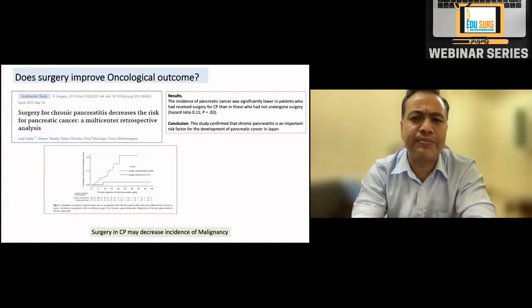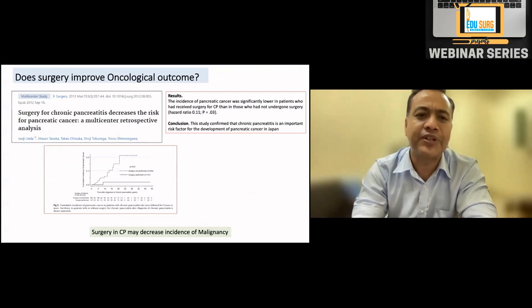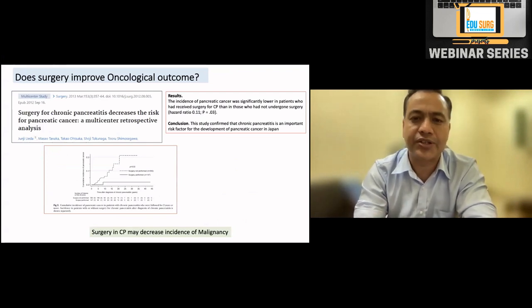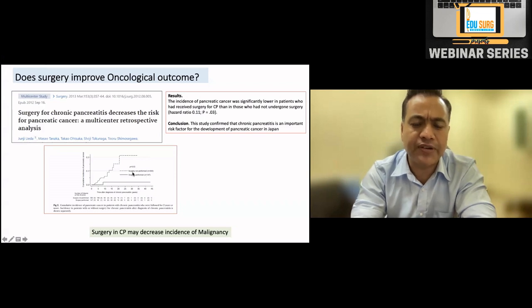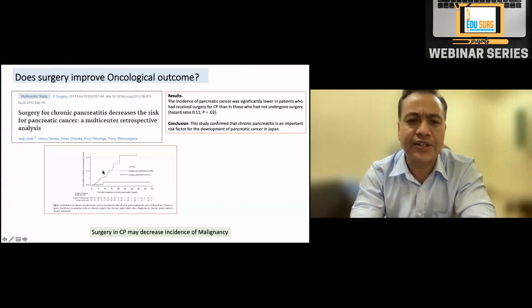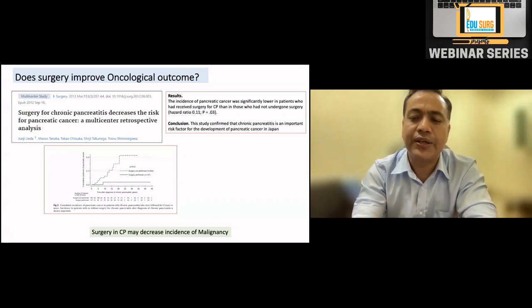What about the prevention of malignancy in patients with chronic pancreatitis if we operate on them on time? In this regard, there are very limited studies, but I found one published in 2013 from Japan, where they followed up patients with chronic pancreatitis who had undergone surgery versus those on whom surgery was not performed. As you can see here, in the patients who did not have surgery for chronic pancreatitis, the incidence of malignancy was significantly high. So this study suggests that chronic pancreatitis is a risk factor for pancreatic cancer, and if you intervene in time with surgical treatment, probably the incidence of pancreatic cancer can also be decreased. However, we need further studies to support these findings.